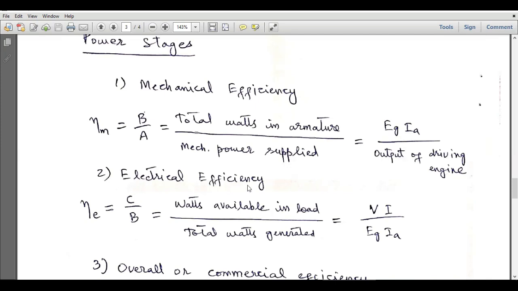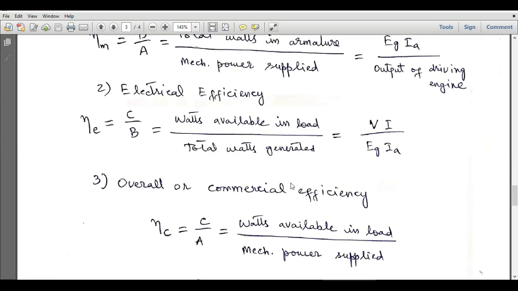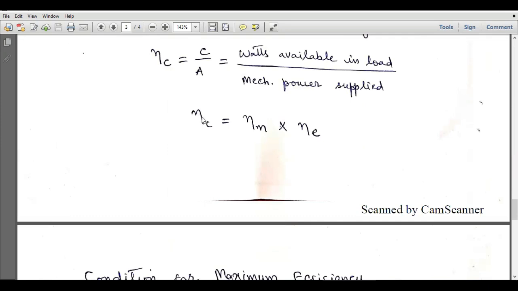Similarly, electrical efficiency is the ratio of watts available at the load terminal and total watts generated in the armature. So the ratio of these two powers will give us the electrical efficiency, and mathematically it is equal to C over B, and it is equal to VI over EG IA. So overall or commercial efficiency will be equal to the product of these two efficiencies. So that will be equal to B by A multiplied by C by B. So that will be equal to C by A, so watts available at load terminal divided by mechanical power supplied. So this is the overall efficiency, and eta C is equal to eta M multiplied by eta E.